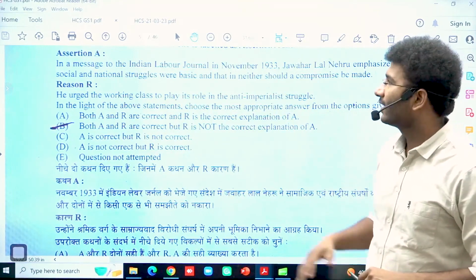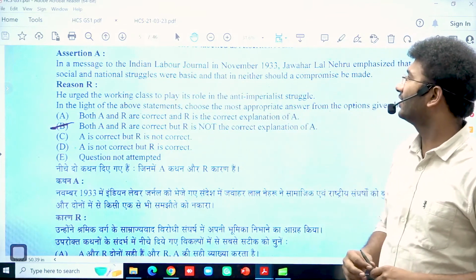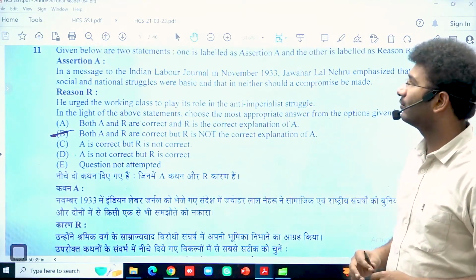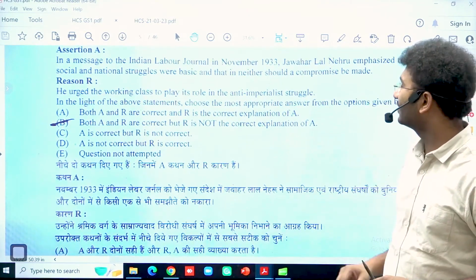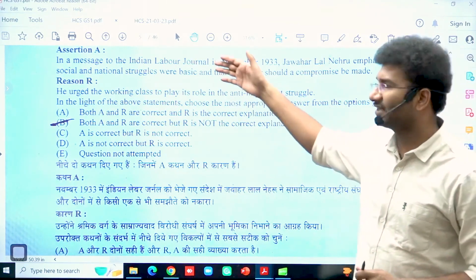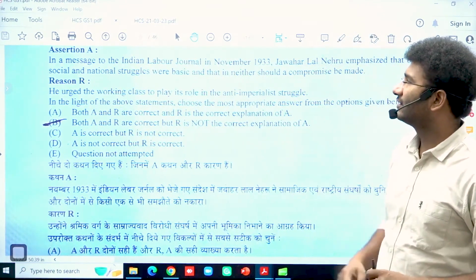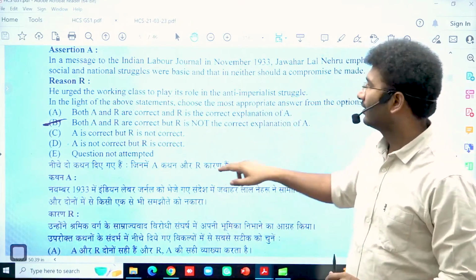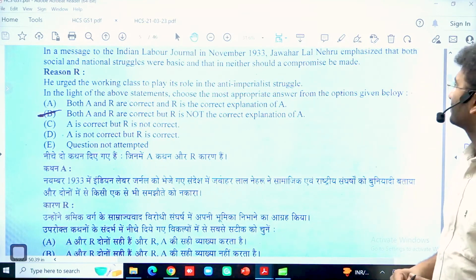Now, assertion A: in a message to the Indian Labour Journal in November 1933, Jawaharlal Nehru emphasized that both social and national struggles were basic and that in neither should a compromise be made. So this is the assertion. And let's look into the reason. The reason says that he urged the working class to play its role in the anti-imperialist struggle. In the light of the above statements, choose the most appropriate answer from the options given below.